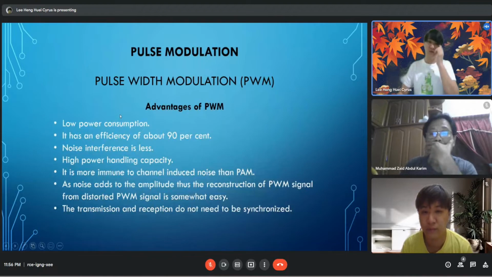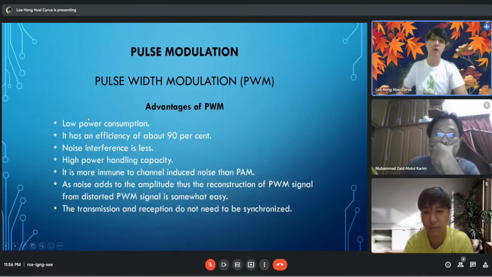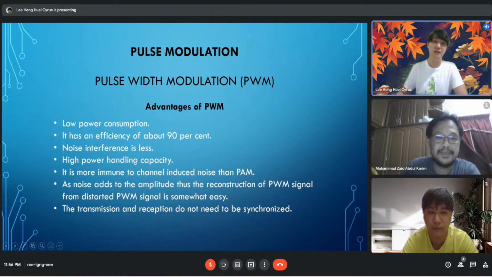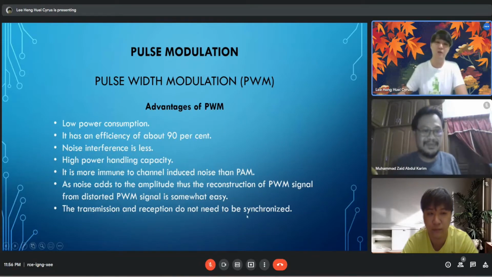Okay, advantages of PWM: low power consumption, very high efficiency up to 90%, less interference of noise, and high power handling capacity. It is more immune to channel induced noise than PAM, so it is better than PAM. When noise is added to the amplitude, the task of reconstructing the PWM signal from a distorted PWM signal is easier, and the transmission and reception do not need to be synchronized.